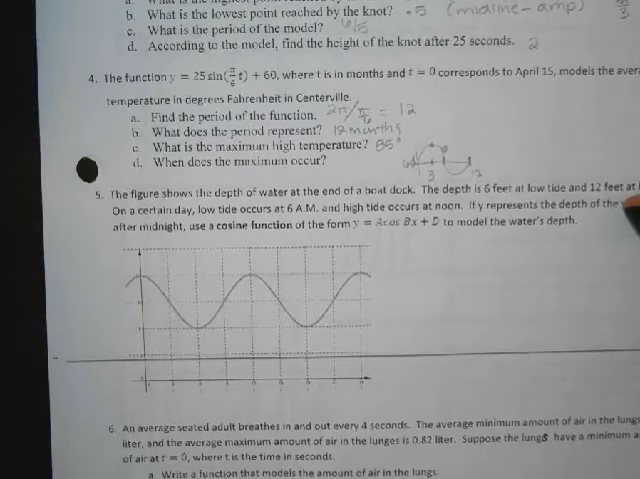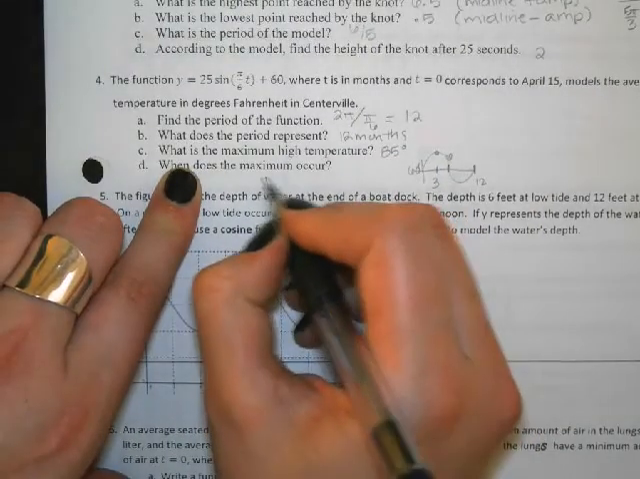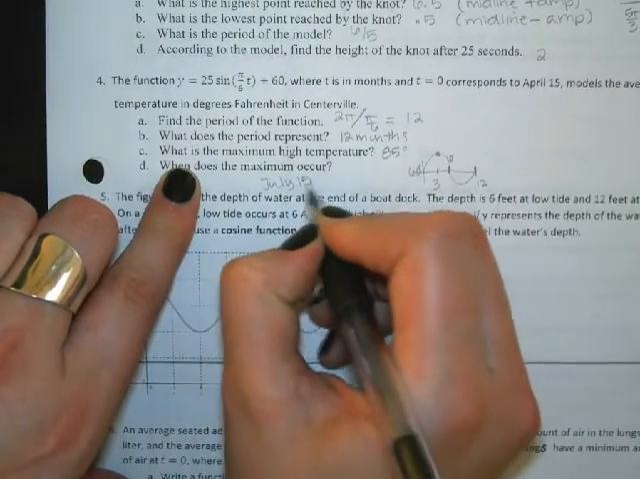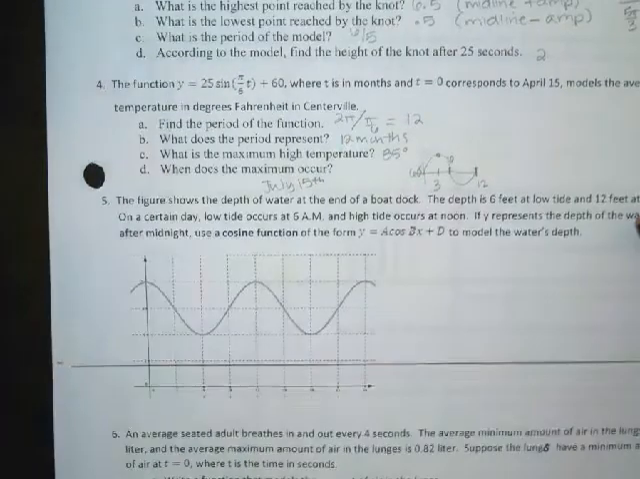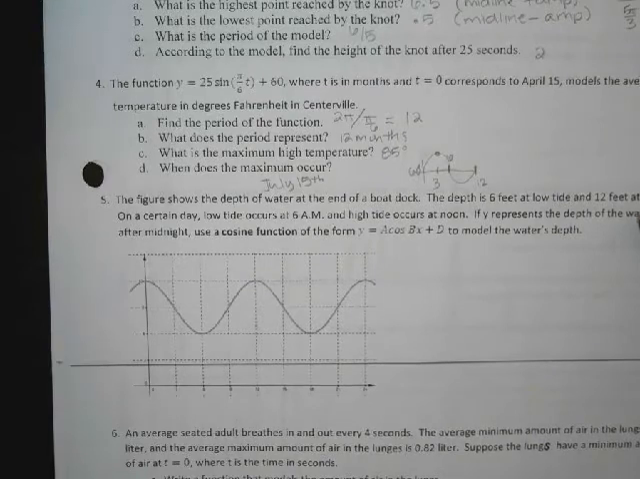When did this problem begin? April 15th. So May 15th, June 15th, July 15th is when they hit their maximum average temperature. So we're going to say July 15th. Is that a reasonable answer if we're talking about a city in the United States? Yeah. July 15th maximum temperature? That kind of makes sense.